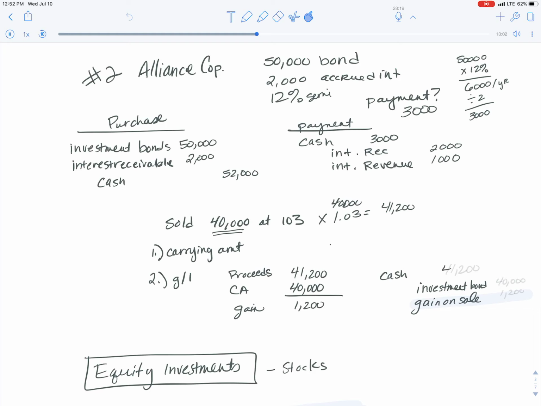So you can record the proceeds as your cash, remove the bond, just the $40,000 that you sold. You still have $10,000 of bonds left as an asset in your investments. And then the gain is going to be the difference. Notice we had a difference in our journal entry here on the credit side, and that's a gain.